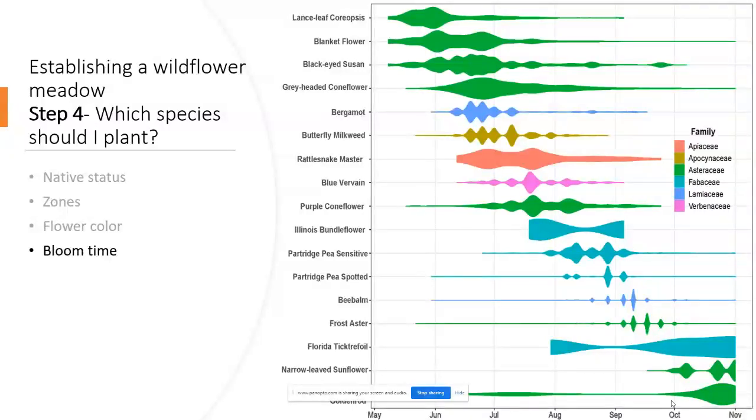But the takeaway from this is that you want to make sure that you are planting a mixture of wildflower species that have overlapping bloom periods. This is really important because we want to be providing pollinators with pollen and nectar throughout the entire season. So it's really important to make sure that you have wildflowers that are going to be blooming in the spring and in the summer and even in the fall. So that's really, really important.